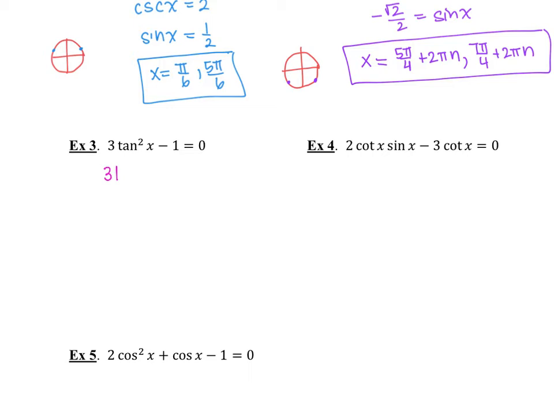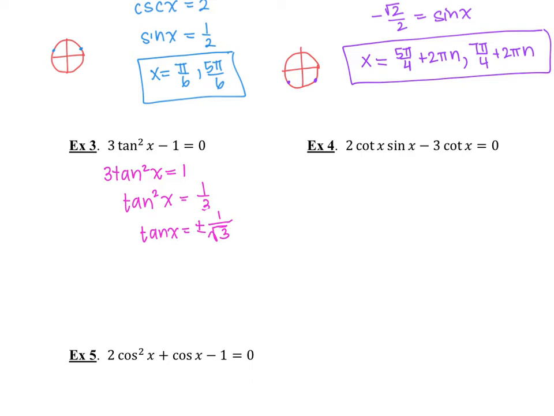Let me start by adding the 1 to the other side, and then I'll divide by 3. So tangent squared equals 1/3. Now if I square root both sides, I get tangent x equals plus or minus the square root of 1/3. The square root of 1 is just 1, so plus or minus 1 over root 3.